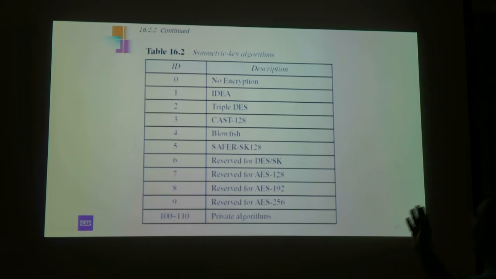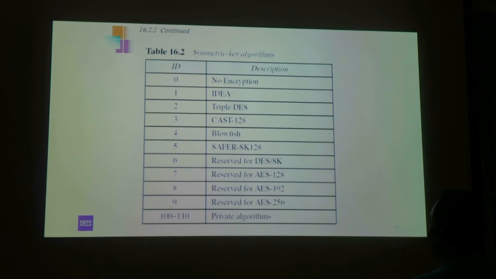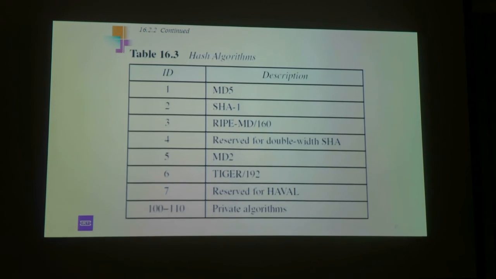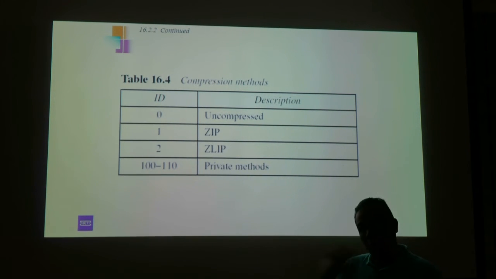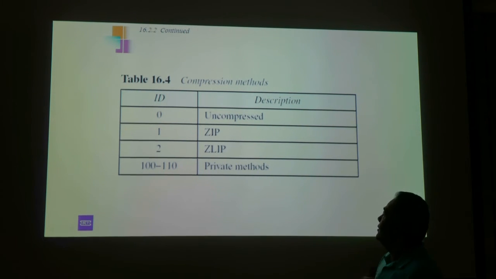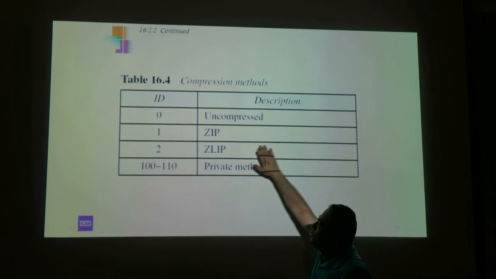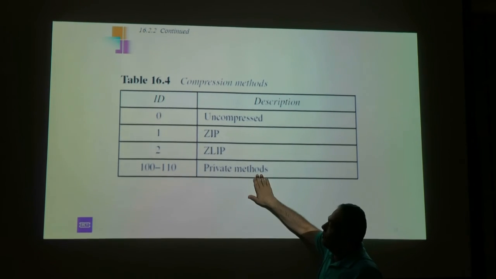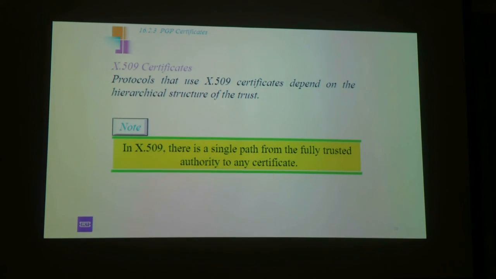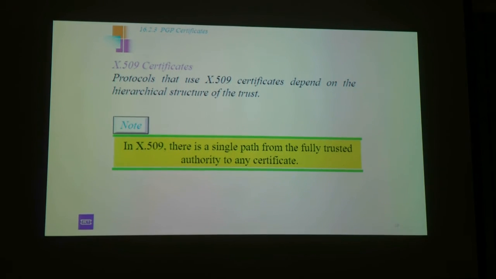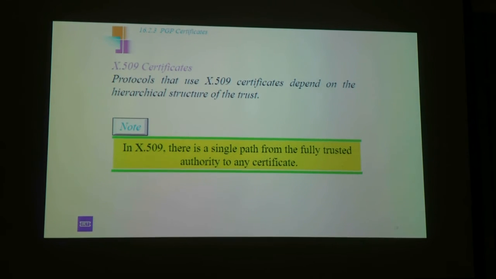Anyways, in here, symmetric key algorithm. Didn't we cover this already? All right. Then for compression. Part of the data, we said we compress it. We could, not necessarily, right? So it could be uncompressed, or using zip or using zlib, or different kinds of encryption.